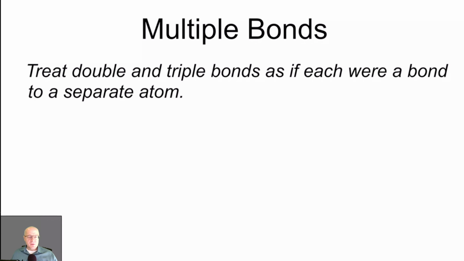All right? Multiple bonds. Now, how do we treat multiple bonds using the Cahn-Ingold-Prelog system? This is challenging, but it's also very simple. Now, here's how it works. Let's say we have a molecule like this.